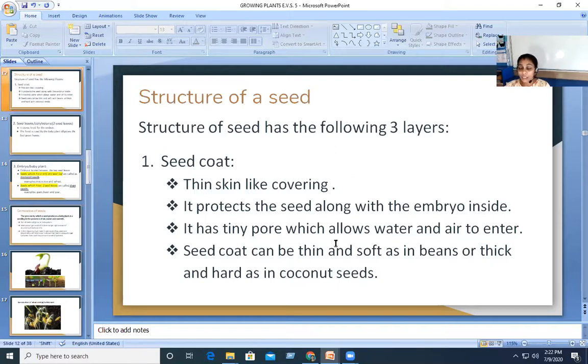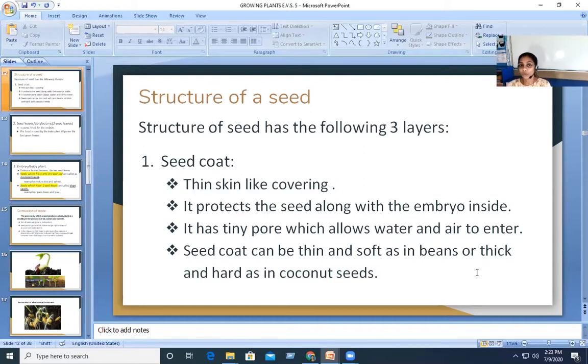It has tiny pores which allow water and air to enter. The seed coat can be thin and soft, as in beans. So in beans we have a thin and soft seed coat, whereas it can also be thick and hard. Where can we find a thick and hard seed coat? That is in coconut.